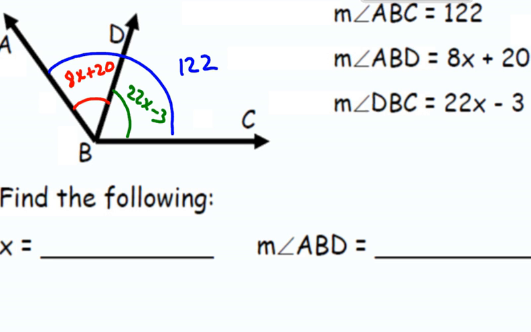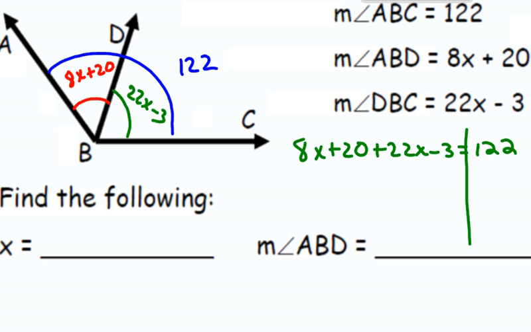All right, here we go. Angle addition. The two angles added together have to equal the big angle, which is 122 degrees. So 8x plus 20 plus 22x minus 3 is equal to 122. Okay? Simple equation solving skills. I have to combine my like terms. So the x's added together are going to give me 30x. The constants added together, 20 minus 3, give me 17, equals 122.